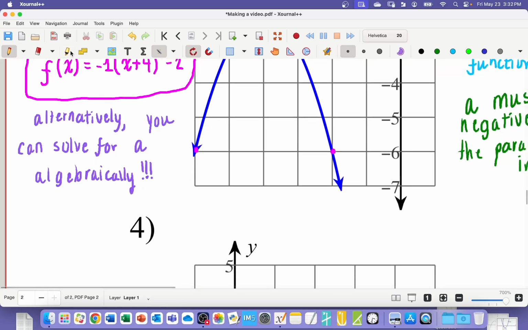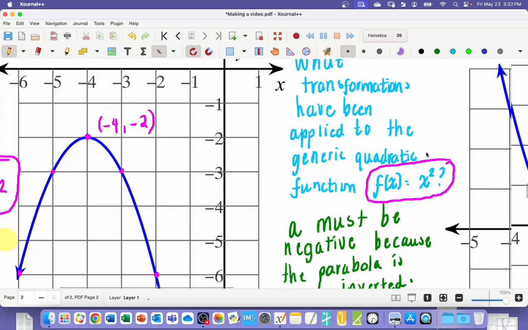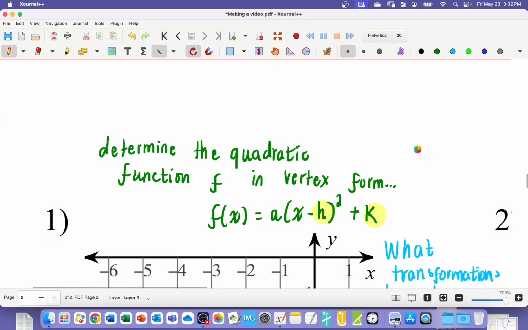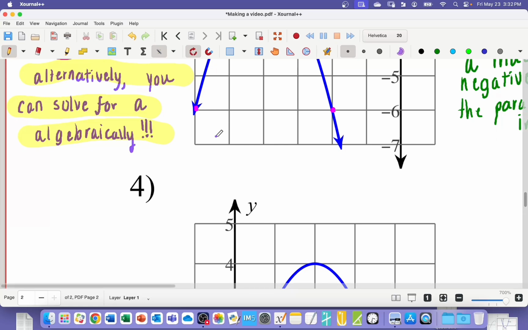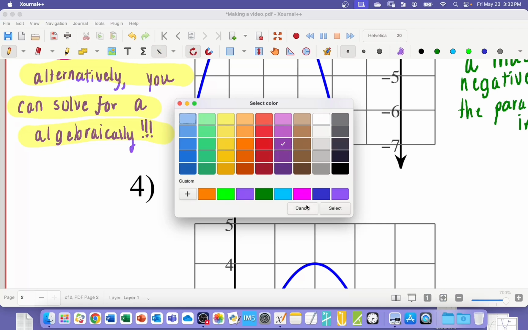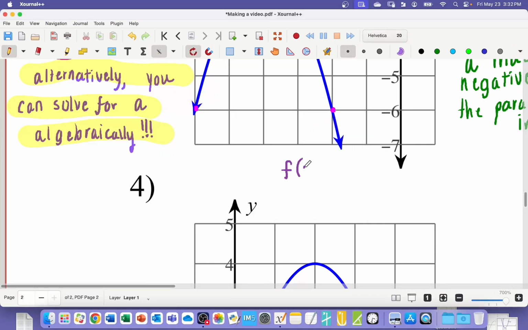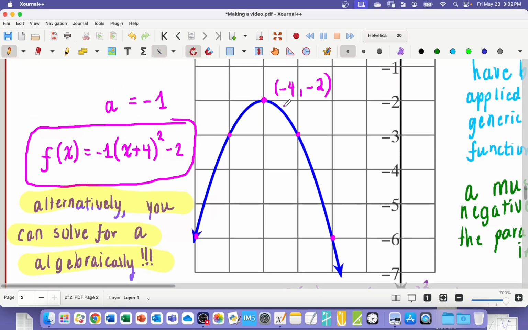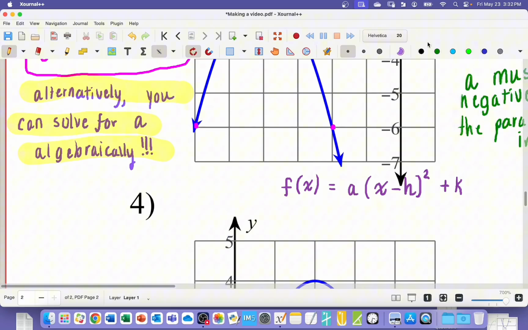How can we do that? Well, the way we can do that is, I don't really have much space, but it's fine. I'll just kind of try to make it work. The way we can do that is, we know for vertex form, this is what we're working with. Because we can just look at the vertex, we already know h and k. So let's make those changes.